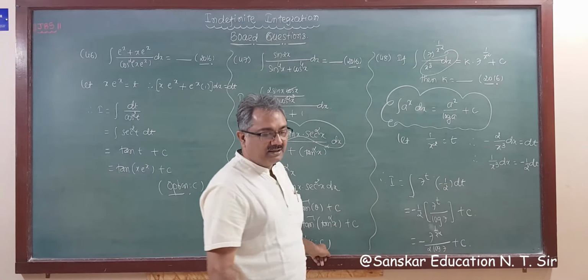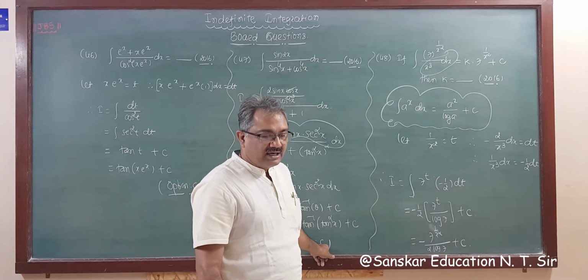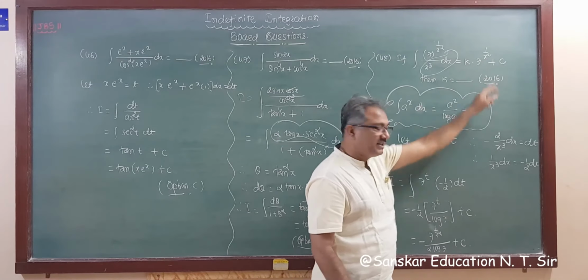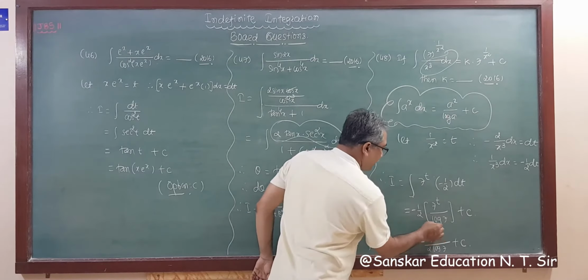So this is your answer. So in question 48 the answer will be this; now we have to compare. So k is minus 1 upon 2 log 7, where k is the coefficient of 7 raised to 1 upon x square. Sometimes they are going to give you the answer as minus 1 upon 7 log 49. That is also a correct answer, right? And this answer is given in option number B. So option number B is your correct answer. Remember this thing. Got it?